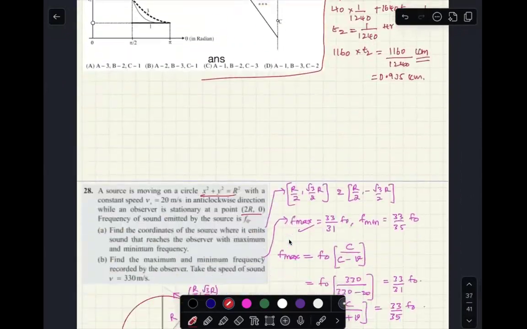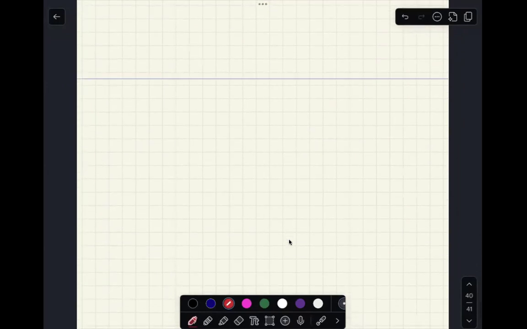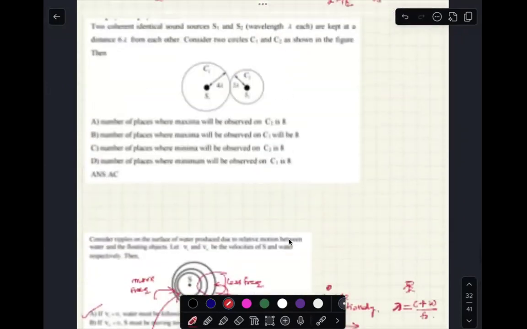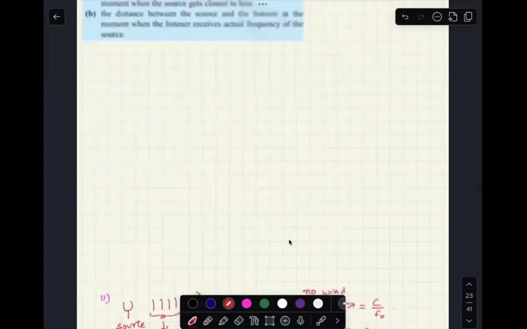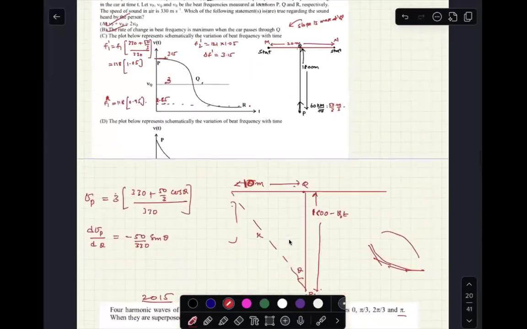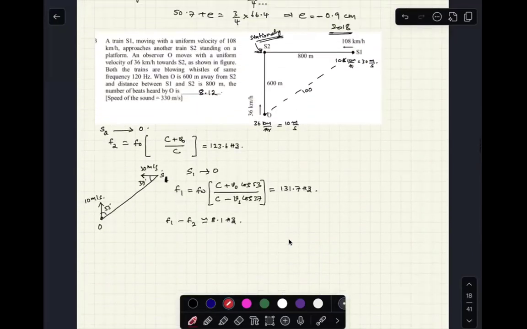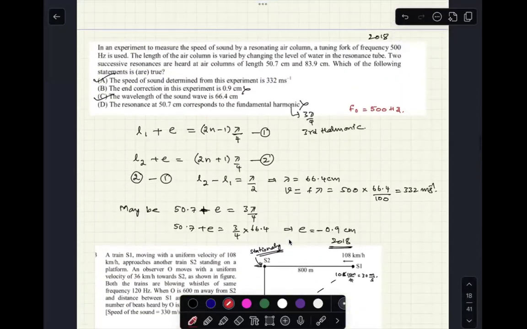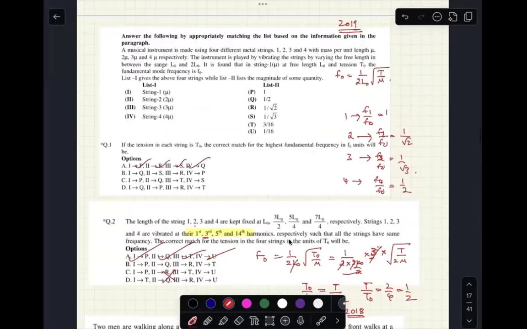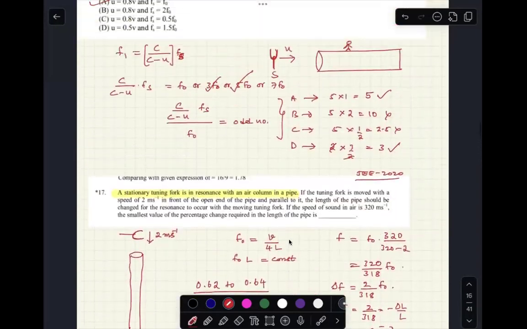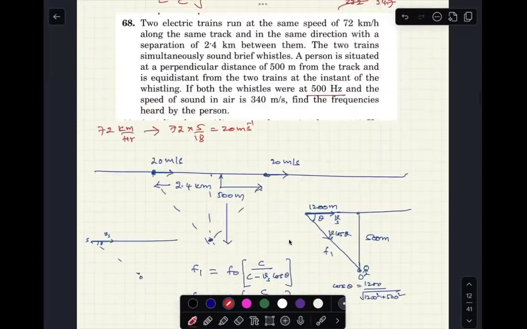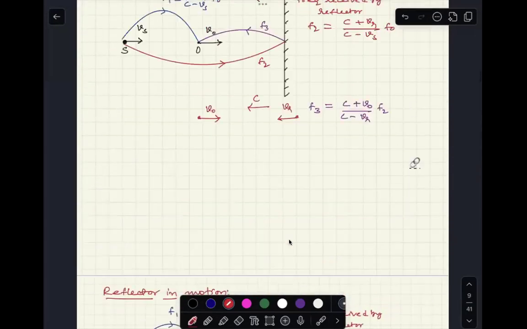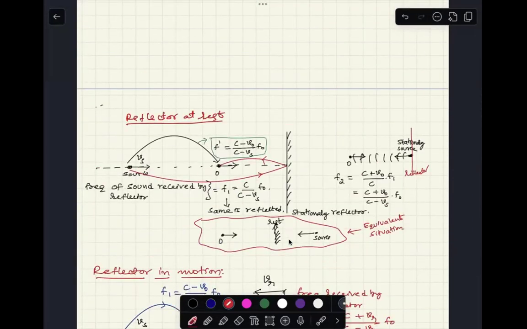So I hope I have cleared everything. The entire chapter is done from my end. What you need to do is work on these previous IIT questions, which I have already done. I have already told you these models as well. All these models are done. Just please go through them once. Nothing else is left. So I'm stopping here.